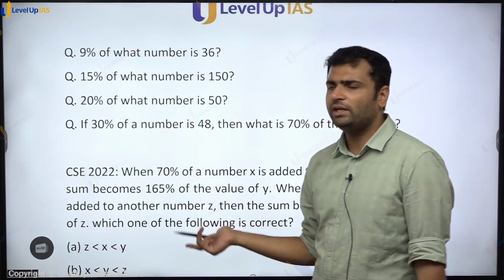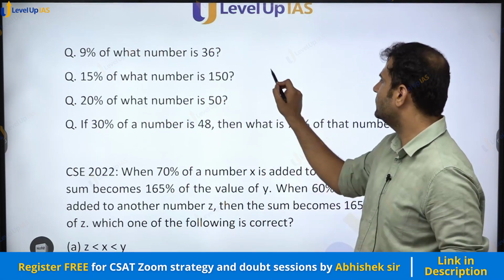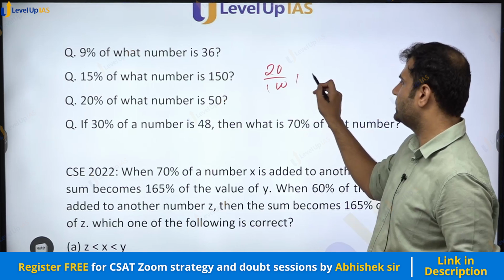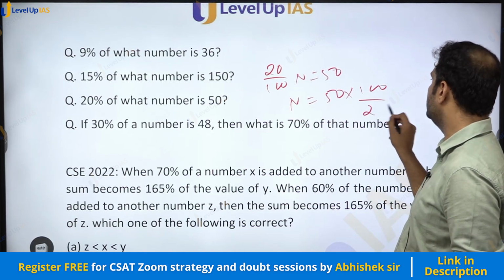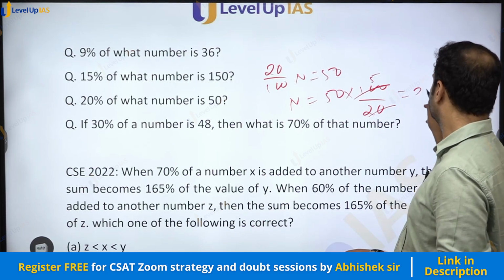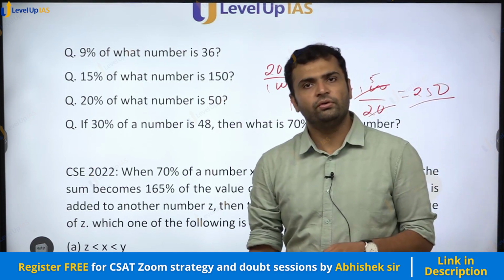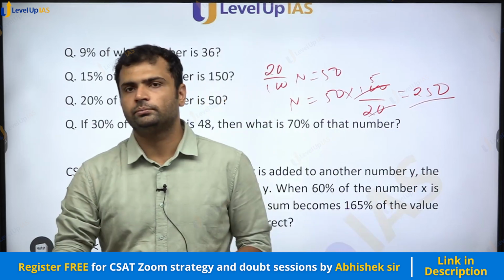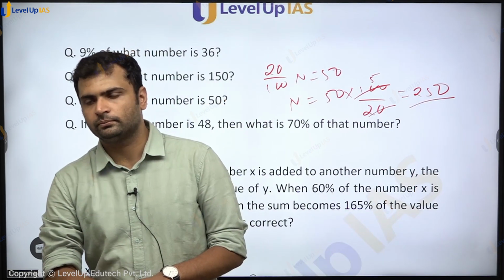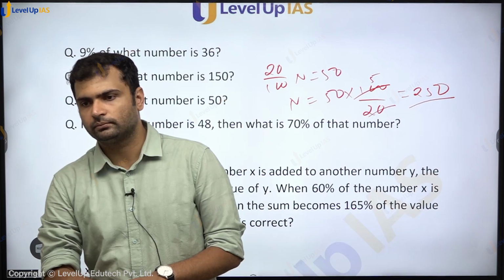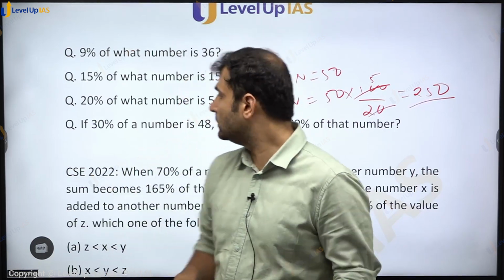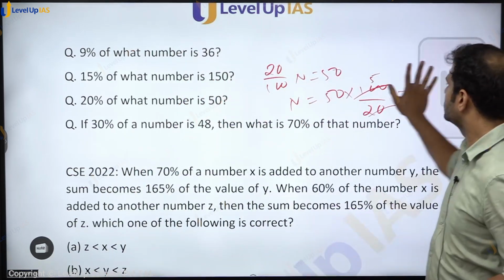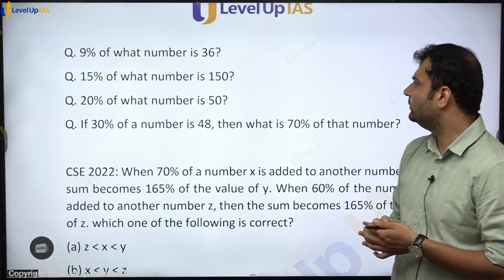20% of what number is 50? Again, it will be 20/100 times n is equal to 50, n is equal to 50 into 100 by 20, which is 250. Fine. Let us continue. We have the next question.